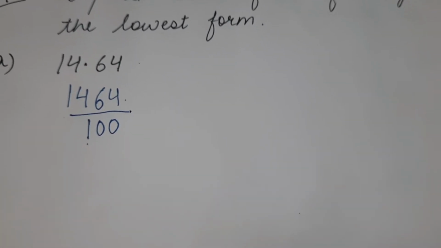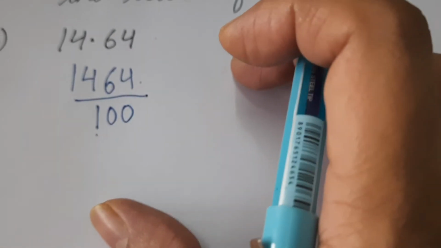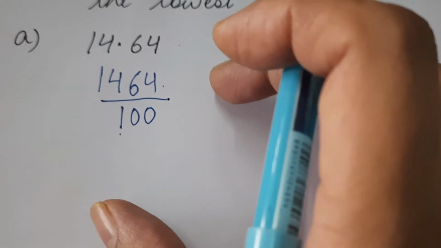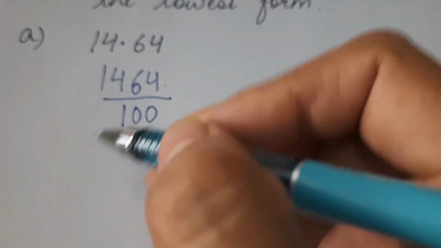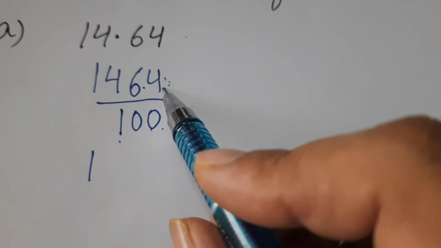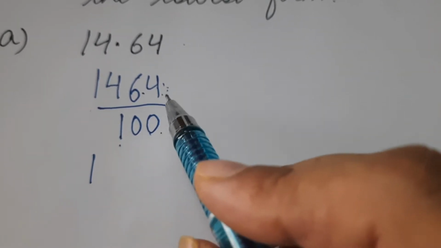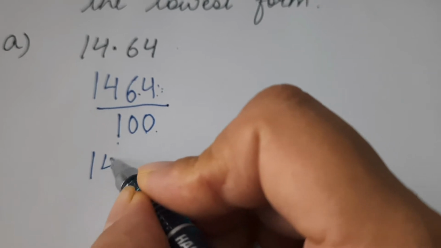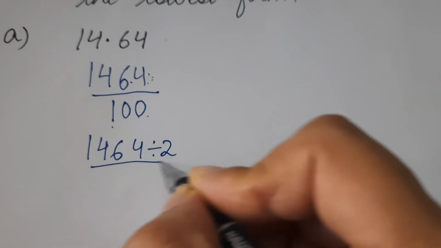So how do we reduce a fraction to lowest terms? See, there are two methods. First, we can find the HCF of numerator and denominator, or we can find the common divisor of numerator and denominator. Here I am finding the common divisor. 1464 and 100 both are even numbers. The digit at one's place is 4 and the other is 0, so both are even numbers. That means they are divisible by 2.